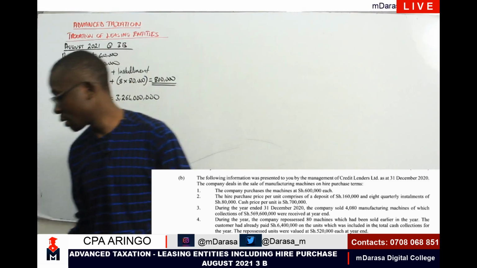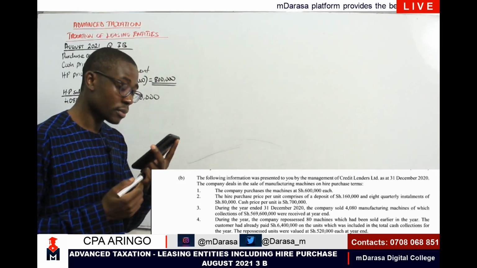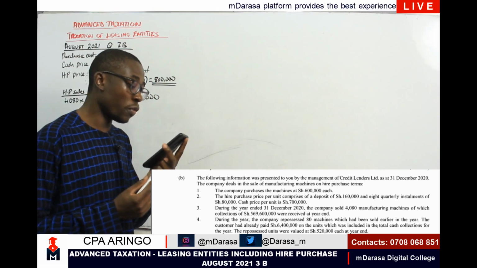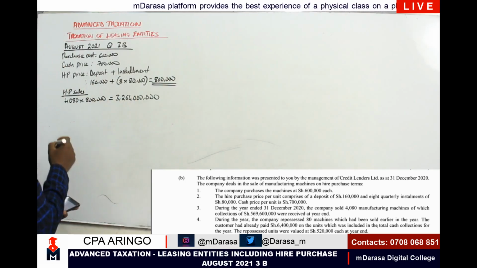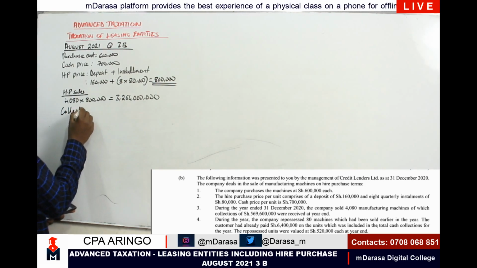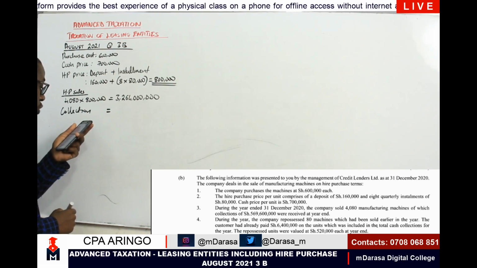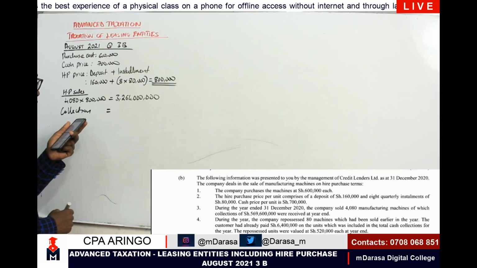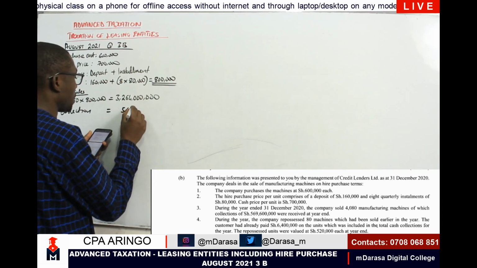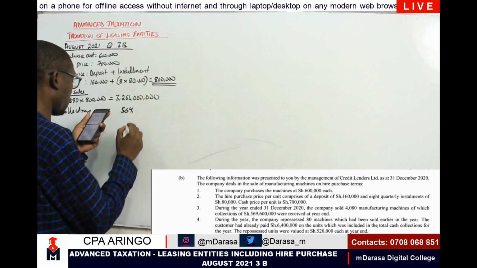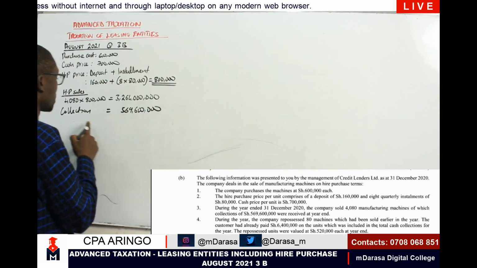On the same note 3, what are we told? Out of our sales, the collection for the period is given as 569,600,000. So these were our collections.